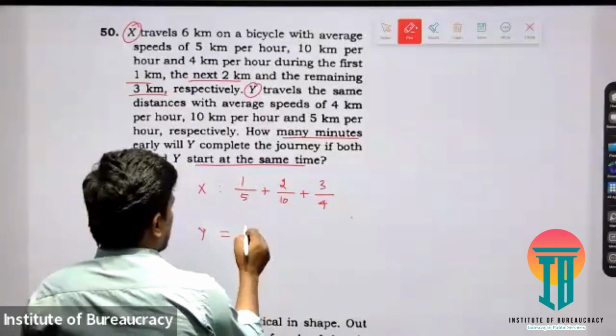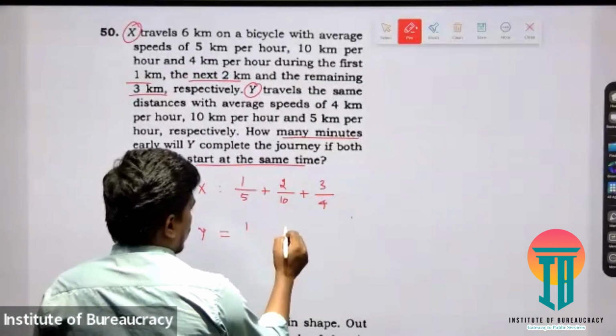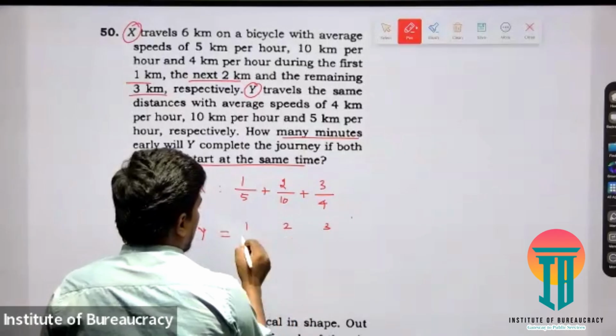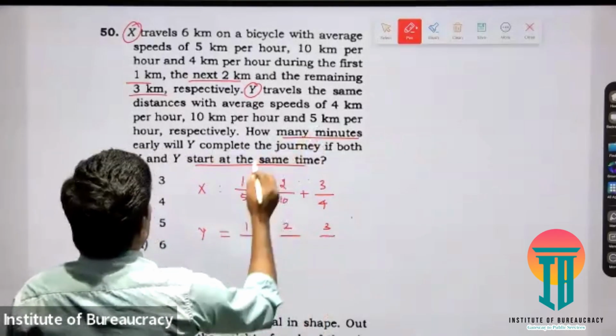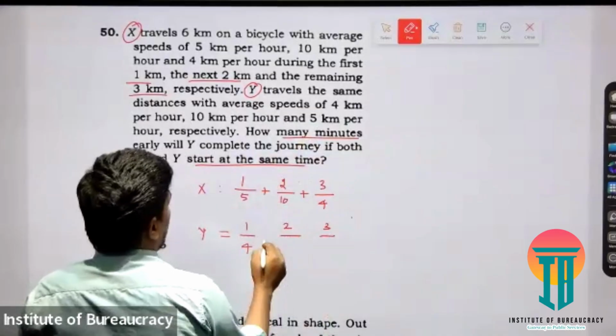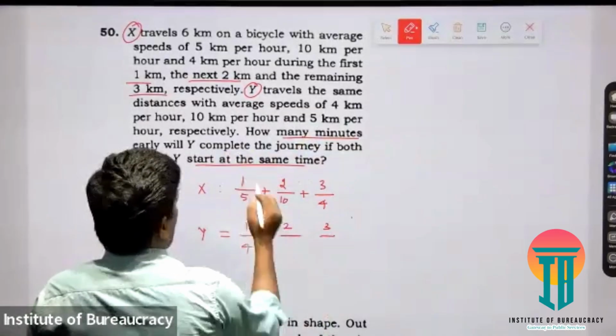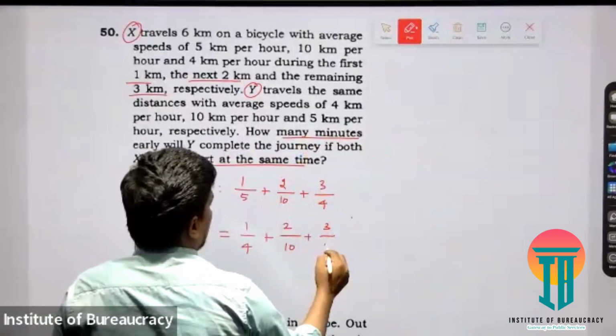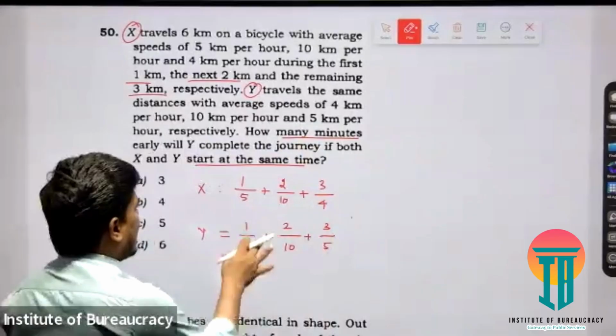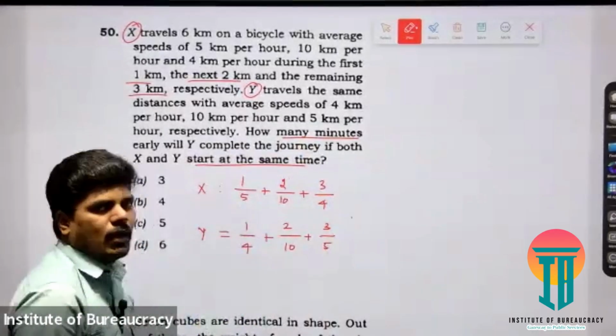Y covers the same distance: 1 kilometer, 2 kilometers, 3 kilometers. But the speed is different. For the first 1 kilometer, the speed is 4 kilometers per hour. For the next 2 kilometers, it is 10 kilometers per hour. For the next 3 kilometers, what is it? 5 kilometers per hour. So this is the time taken by X, and this is the time taken by Y.